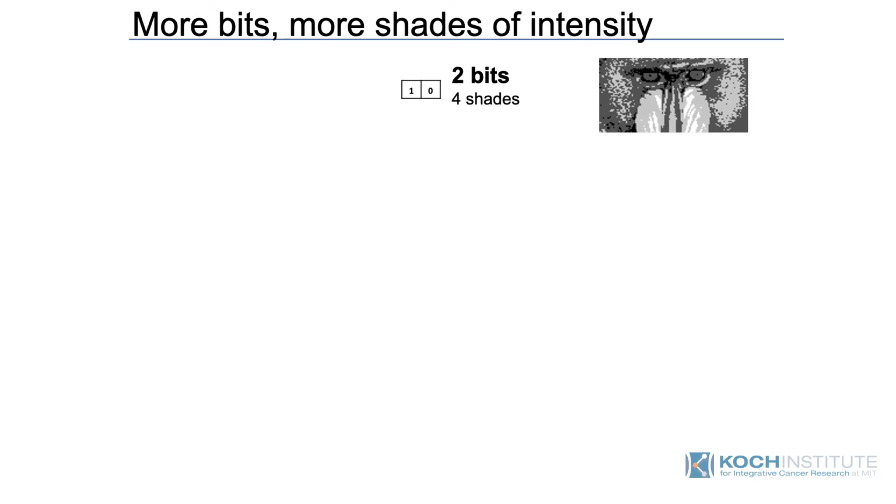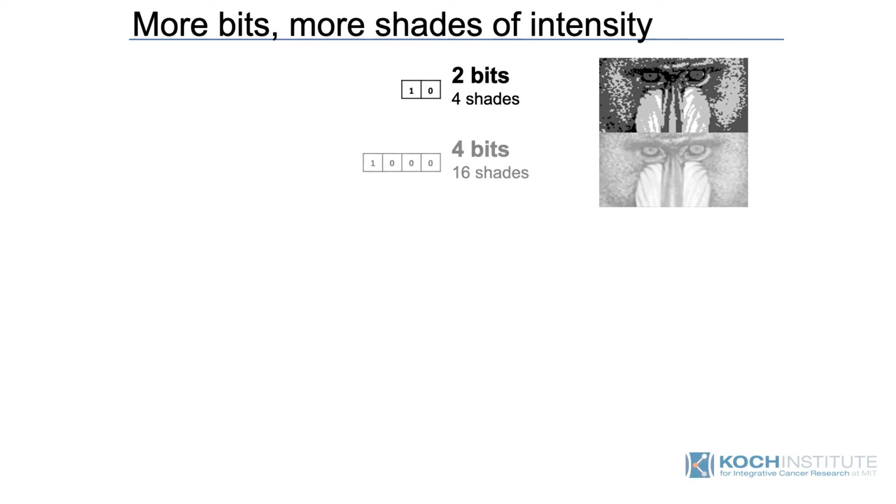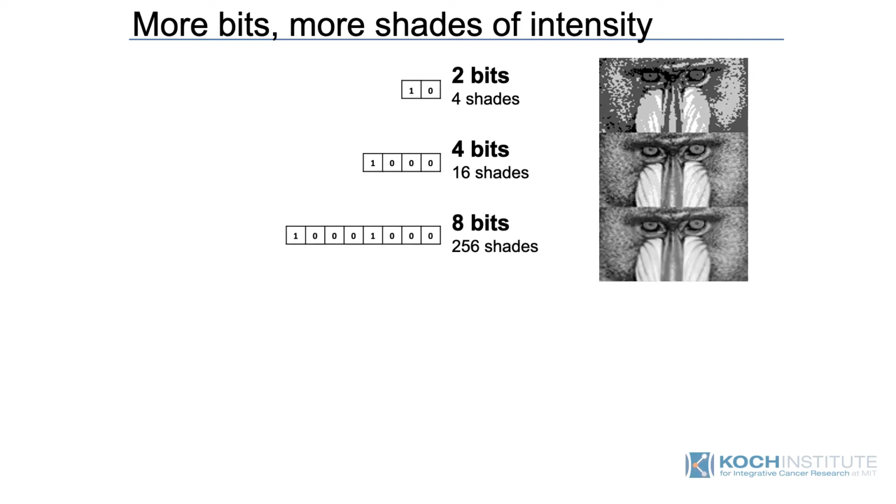And it turns out the more bits you use in one of these images, the more shades of gray you can represent. So for instance, 2 bits can represent 4 different shades of gray. And so here's the mandrill with 4 shades of gray. You can also use 4 bits, or 16 shades of gray, and now we're starting to get a little bit more detail in this mandrill. It doesn't look quite so chunky. 8 bits gives you 256 shades of gray, and now this mandrill looks very smooth, with very good detail.